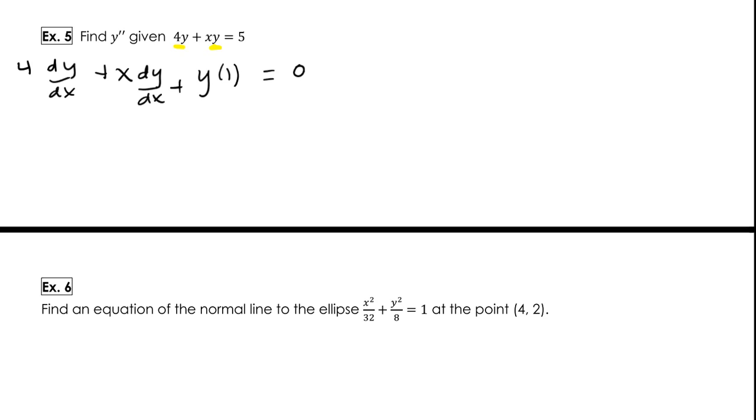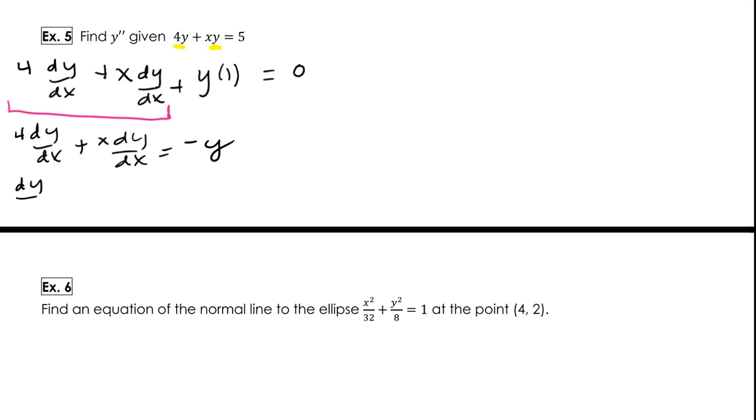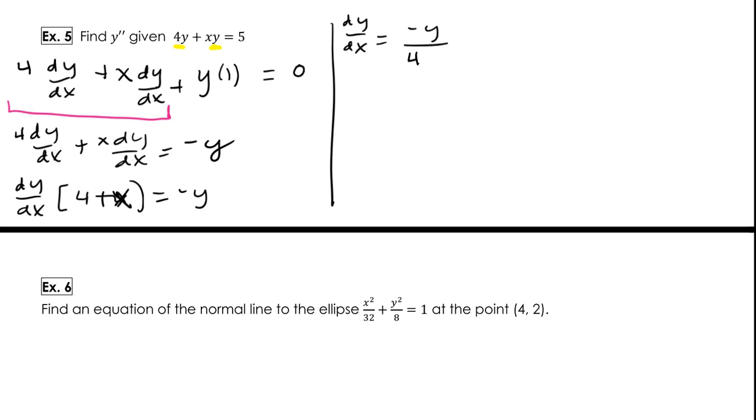Look here on the left. These two are dy/dx. So we are going to get rid of the other number. So we're going to have 4 dy/dx plus x dy/dx. And go ahead and get rid of that y by moving it to the other side. Factor out a dy/dx, and you have 4 plus x equals negative y. Therefore, dy/dx is negative y over 4 plus x.